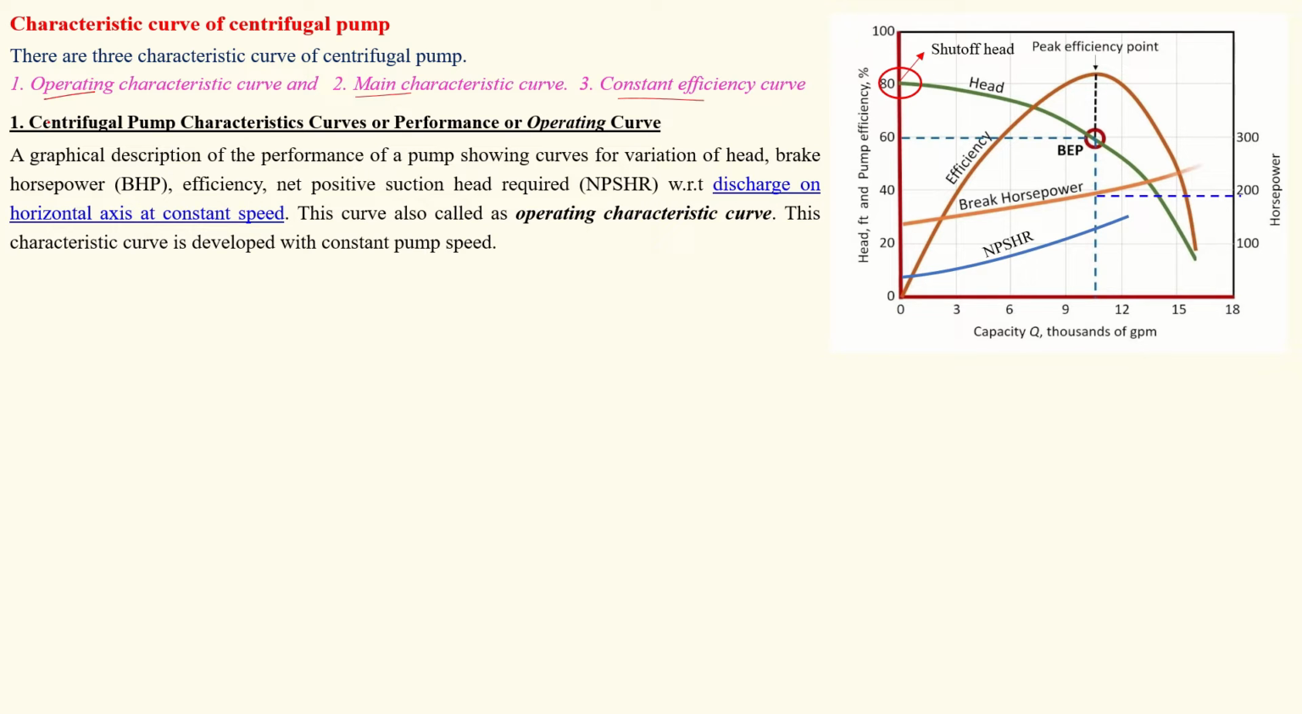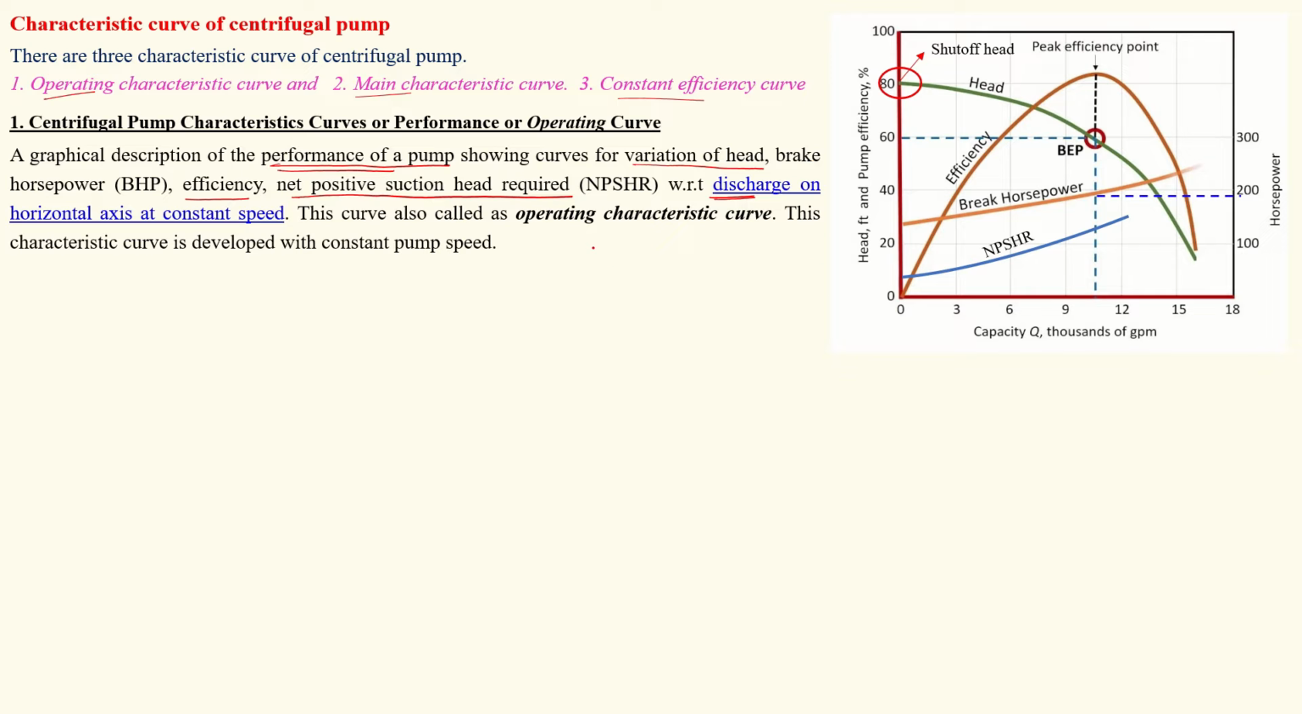It is a graphical description of pump performance showing the variation in head, brake horsepower, efficiency, and net positive suction head required with respect to the discharge, which is represented on the x-axis. This curve is also called the operating characteristic curve or pump characteristic curve. This characteristic curve is developed at constant speed.